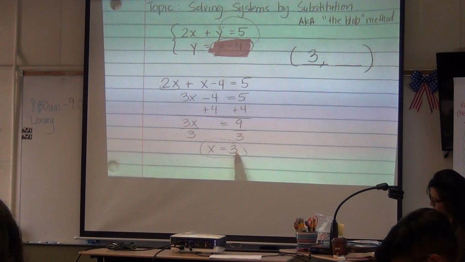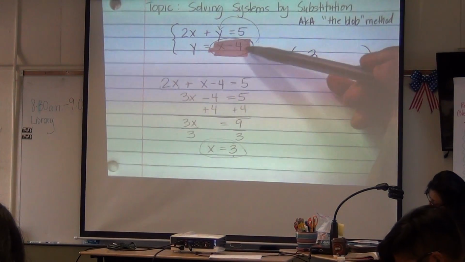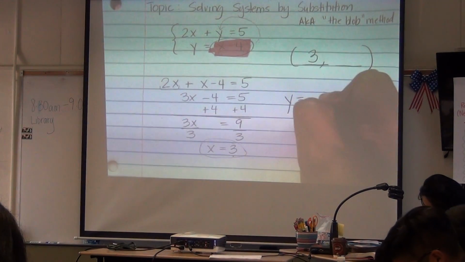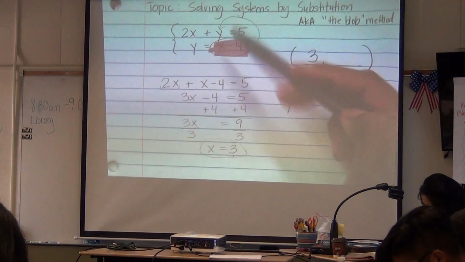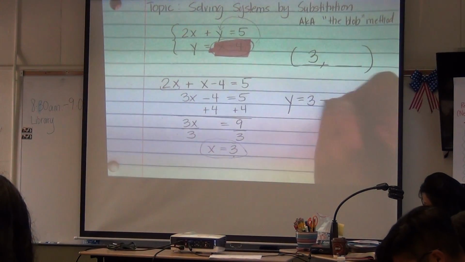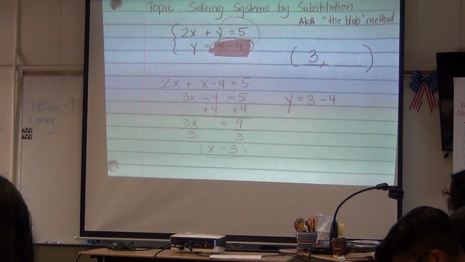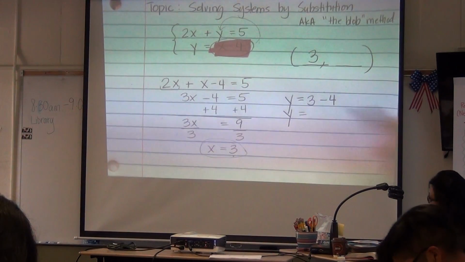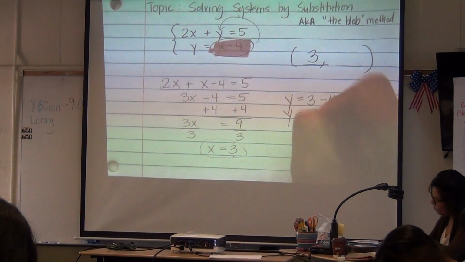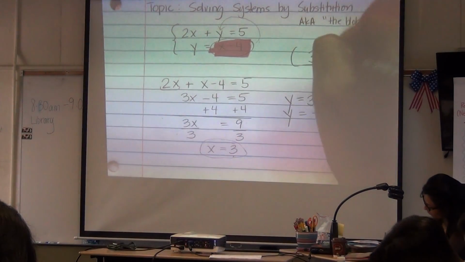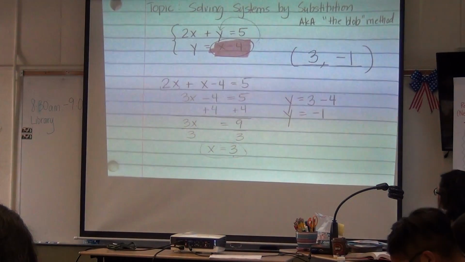So x equals 3. I'm just going to go ahead and place it in the second one. Y equals, instead of writing x, I'm going to write 3, minus 4. Y equals negative 1. Okay. So now I found the y. Now I have my solution.